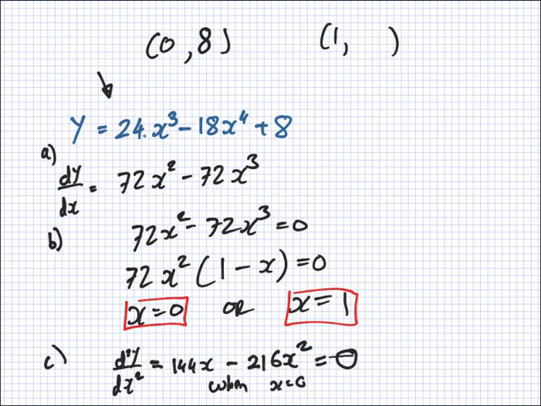What happens if I put in 1? 24 minus 18 is 6. 6 plus 8 is 14, isn't it? Is that right? 14? Yeah? Are those points correct? I think so, right? Now, let's draw.